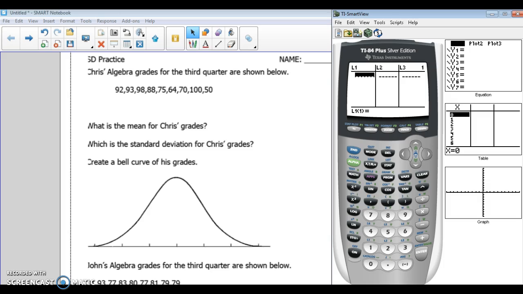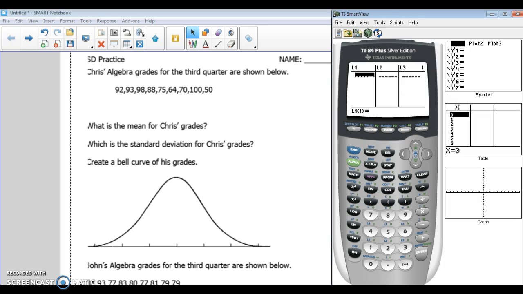So in class, we talked about mean and mean absolute deviation. Mean is the average, and mean absolute deviation will tell us how spread the data is. If the mean absolute deviation was big, that means the data is more spread out. If it was small, that means the data is more clustered, okay?